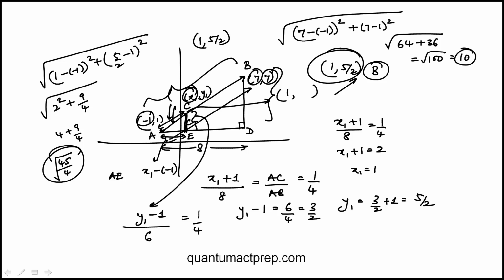Let's make sure that I haven't made a calculation mistake. 5/2 minus 1 is 3/2, squared is 9/4. Yeah, I did make a calculation mistake. This is 16/4 plus 9/4, which is 25/4. The square root is 5/2 or 2.5. And you'll note that 10 is 4 times that. And therefore we have the ratio 1/4.